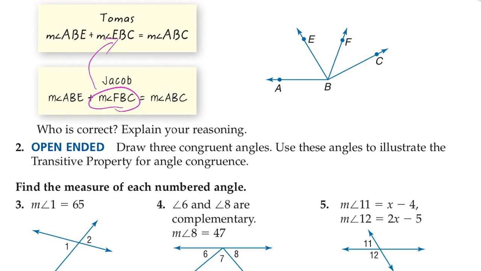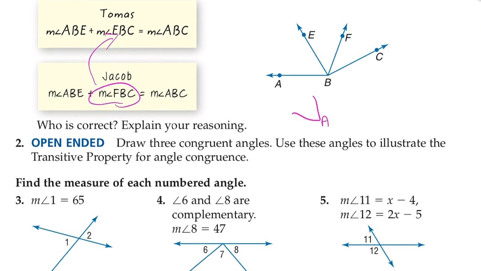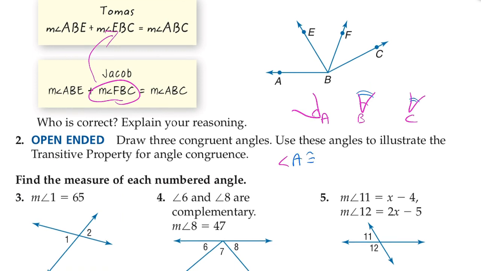Draw 3 congruent angles and use these angles to illustrate the transitive property for angle congruence. Oh, so if we just do like here's angle A, here's angle B, here's angle C, and we're given that these two angles are the same, and we're given, or maybe I'll just draw it in a different color. You don't usually do this, but draw angle marks here and angle marks here. So if we know that angle A is congruent to angle B, and we know that angle B is congruent to angle C, right?